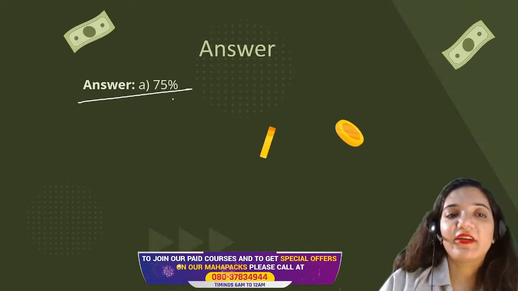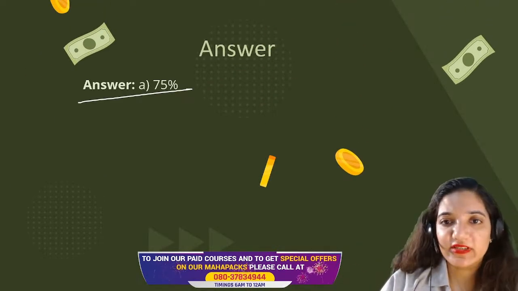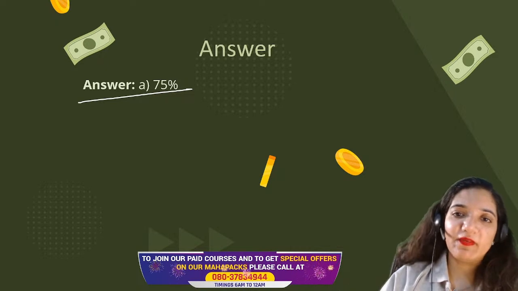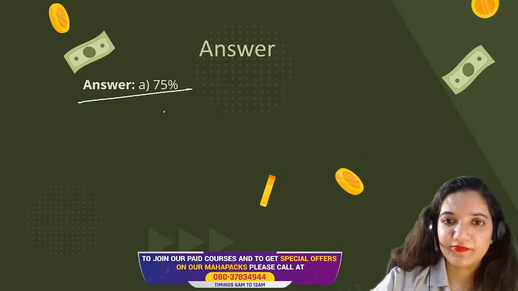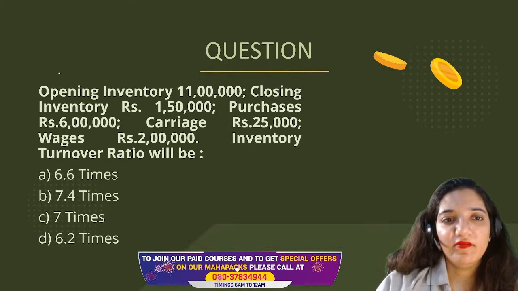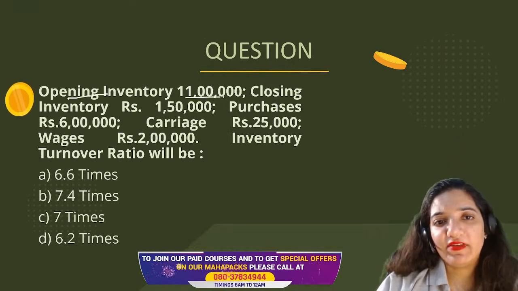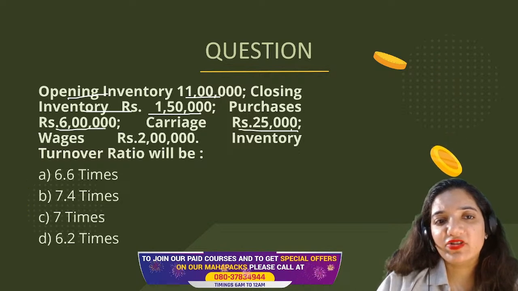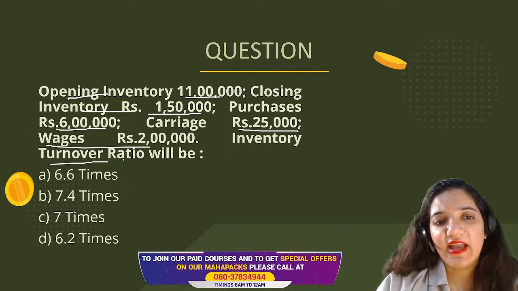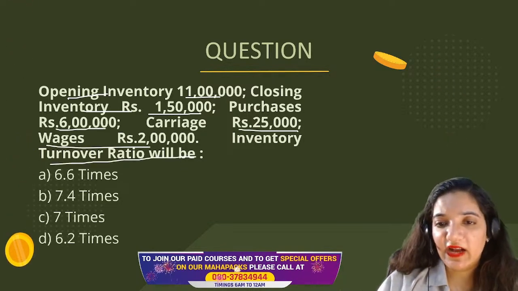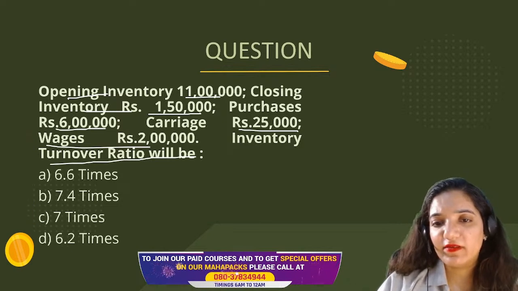So proprietary ratio is normally calculated in the form of percentages. Done everyone? Let's look at the next question. We are given the opening inventory of 11 lakh, closing inventory of 1 lakh 50, purchases of 6 lakh, carriage of 25,000 and wages, and they want you to calculate the ITR, that is inventory turnover ratio.